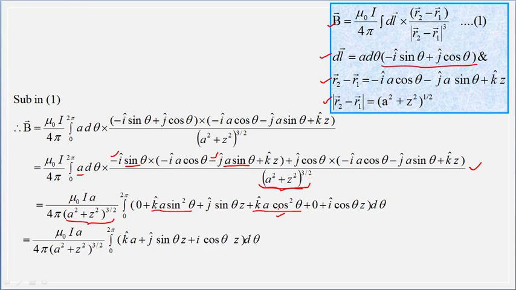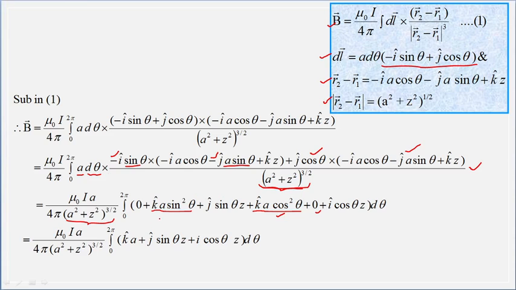This cos theta into a cos theta is a cos square theta. Then next term, j cos theta into minus j a sin theta. See, j cross j is 0, so that is 0. Then the third term, when you take this inside, j cos theta plus kz, so z cos theta. Then j cross k is plus i. So we get like this, and d theta is there. We have written it here.